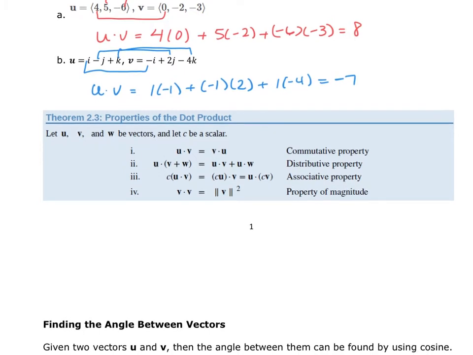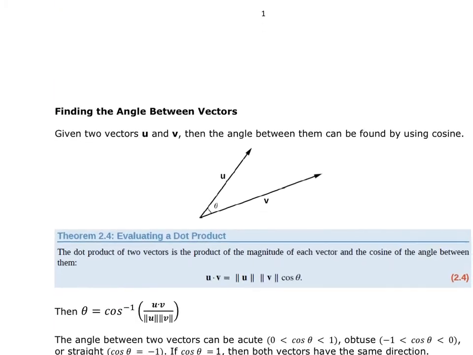Here's some properties that we get with a dot product. We have the commutative property, the distributive property, the associative property, and the property of magnitude. So if I do the dot product of the vector and itself, I end up with a magnitude squared. So in other words, I don't have to worry about the square root part if I have it on itself.